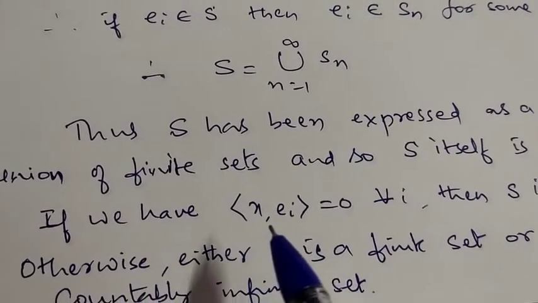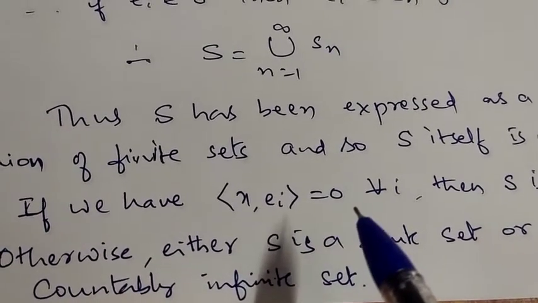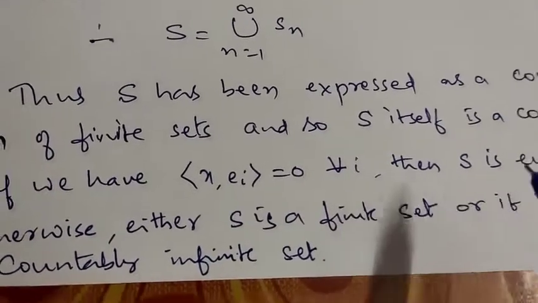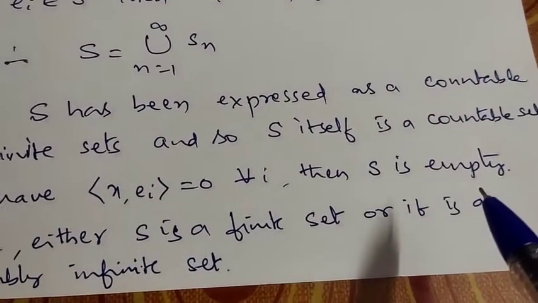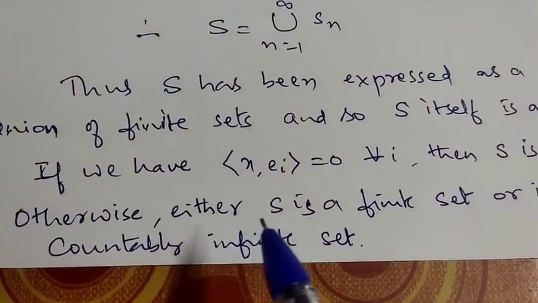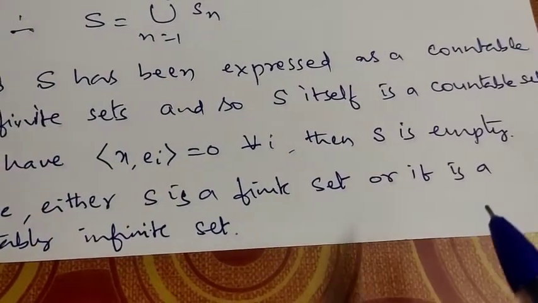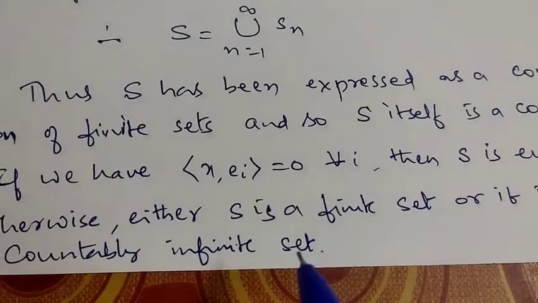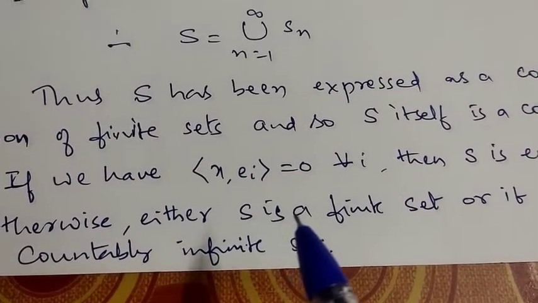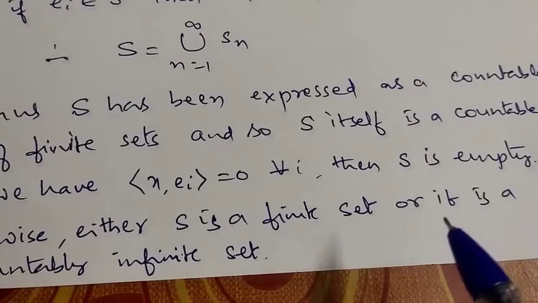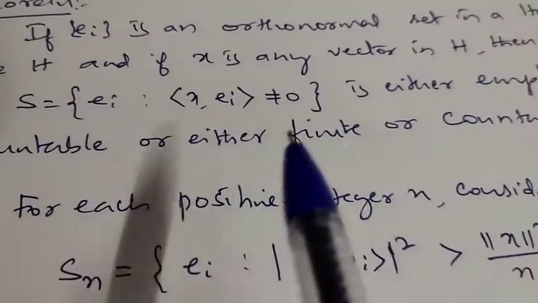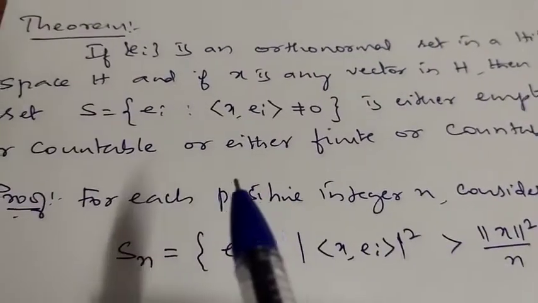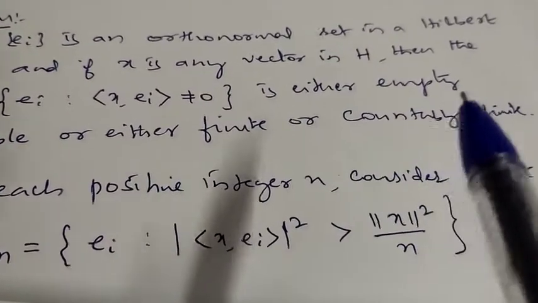Or if the inner product of x comma e_i is 0 for each i, then S becomes empty. Thus, otherwise, S is either a finite set or a countably infinite set. So we have proved that the set S which we have taken is either empty or countable, that is, either finite or countably infinite.